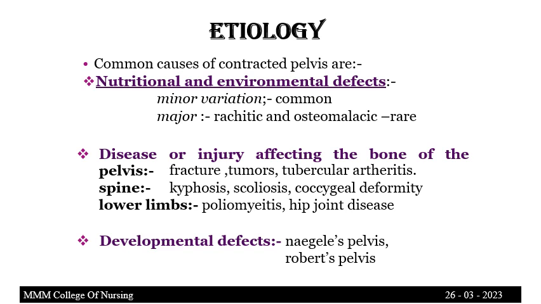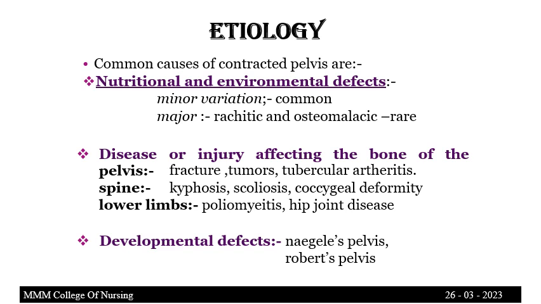Next is disease or injury affecting the bones of the pelvis. In the pelvis, there may be fracture, tumor, or tubercular arthritis. Tubercular arthritis means TB affecting the hip or the musculoskeletal system. The major causes of hip TB present as painful and restricted movement of the hip, and there comes a dilemma of accurate diagnosis, as several pathologies may mimic this presentation.